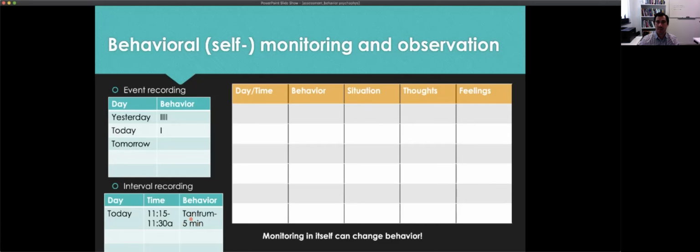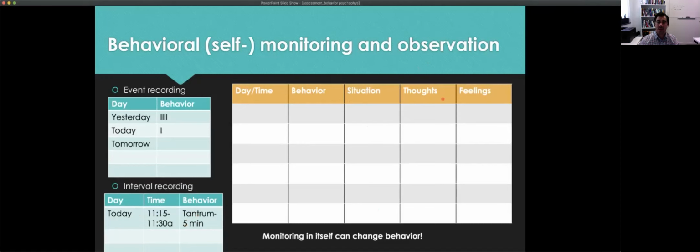So maybe I'm tracking my child's tantrums. I would track that the tantrum happened in that time period and mark how long it lasted. So that may be one way of doing my interval recording. But we can put some more information about the context here. And with observation, we'll have access to some of this, like we would be able to understand the situation that the person was in.